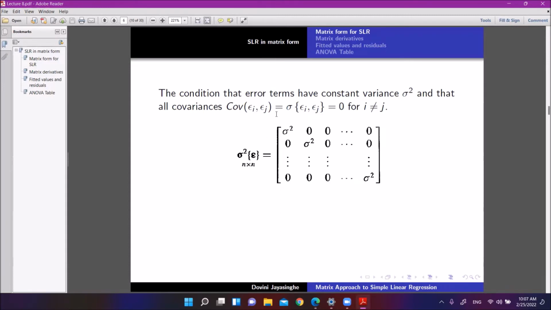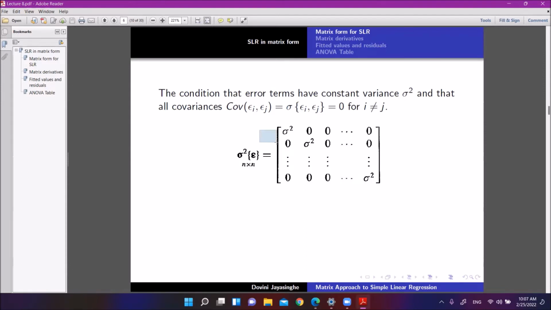And this is the variance covariance matrix. We know the covariances are 0. So this is an n by n matrix for all the error terms we are getting. So we have epsilon 1 to epsilon n here, epsilon 1 to epsilon n here, right? That is the variance covariance matrix.